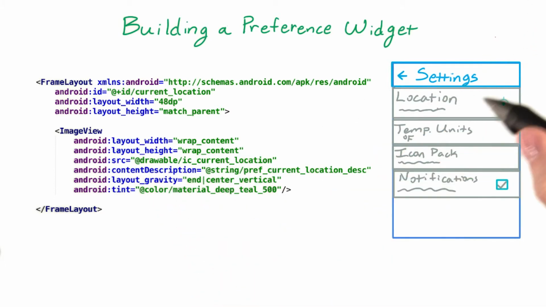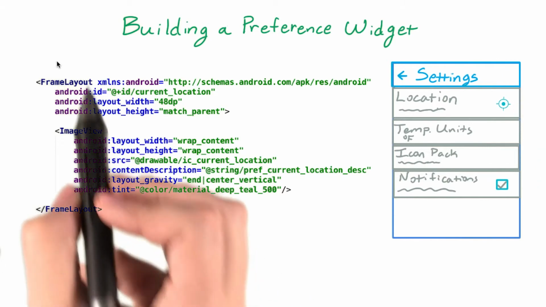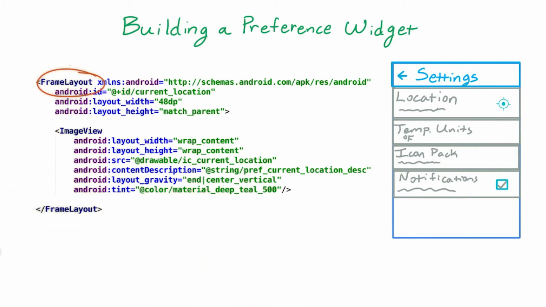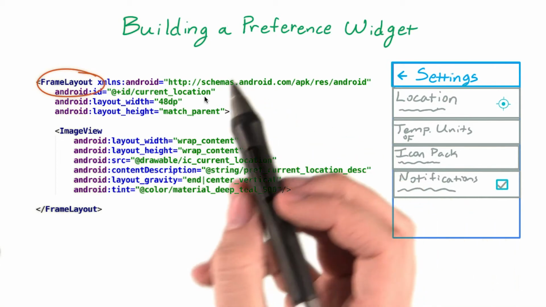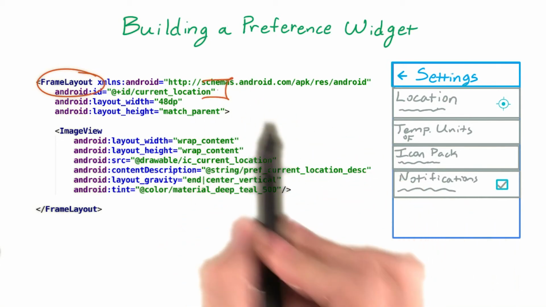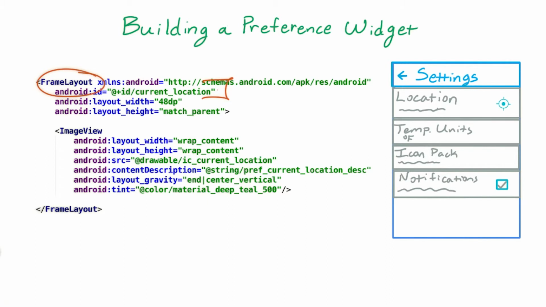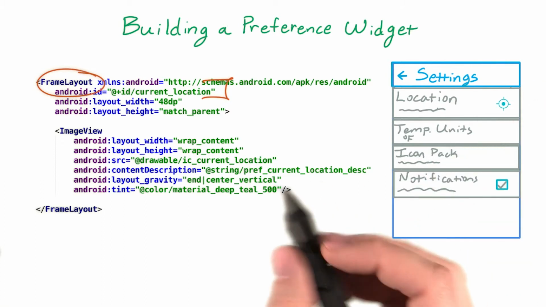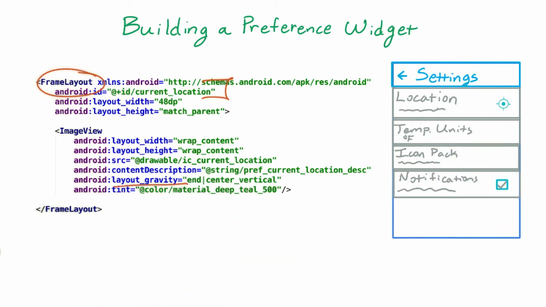However, our icon is very small. But if we wrap it in a frame layout, we can make a larger click space without having to scale the icon. All we need to do is to reference the ID of the frame layout instead of the image view when we build our click listener. You'll also want to make sure that all of your icons are visually aligned. So to do this, you'll want to set the layout gravity.